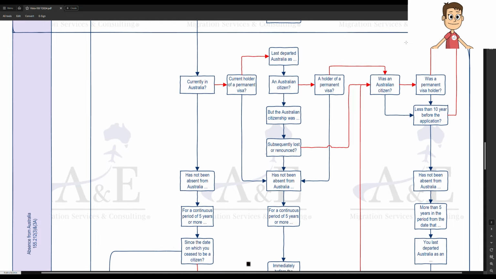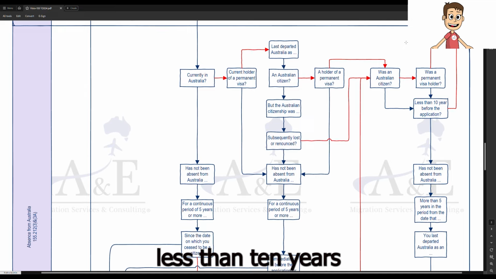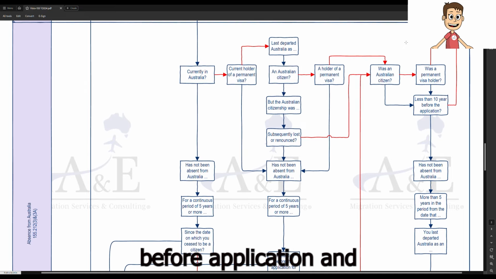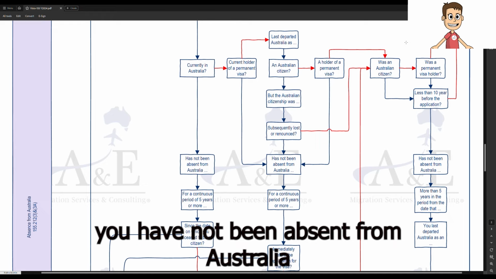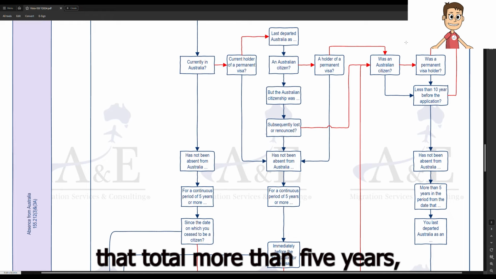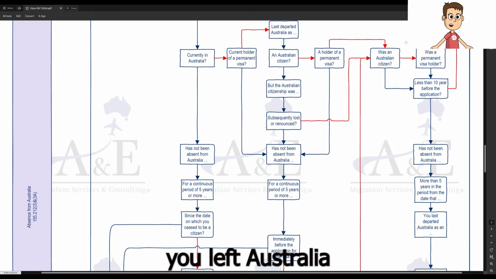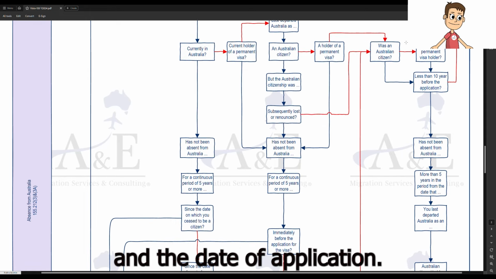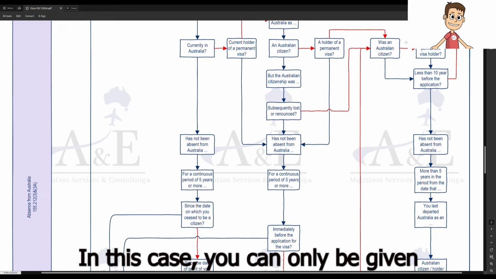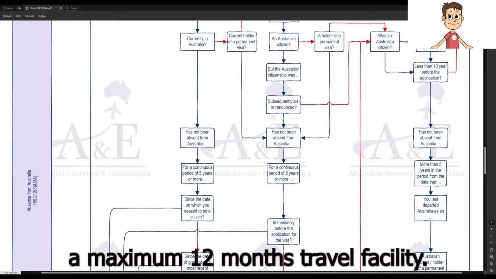Requirement 2. You are an Australian citizen or permanent resident less than 10 years before application, and you have not been absent from Australia for periods that total more than 5 years, unless you have compelling reasons, between the date you left Australia as a permanent resident or citizen and the date of application. In this case you can only be given a maximum 12 months travel facility.